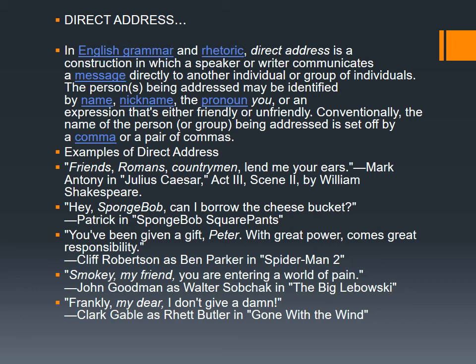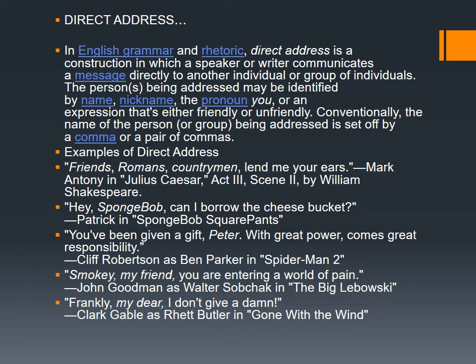Direct address. In English grammar and rhetoric, direct address is a construction in which a speaker or writer communicates a message directly to another individual or group of individuals. The person being addressed may be identified by name, their nickname, the pronoun you, or an expression that is either friendly or unfriendly. Conventionally, the name of the person or group being addressed is set off by a comma or a pair of commas. Likewise, there are examples given for you for direct address.